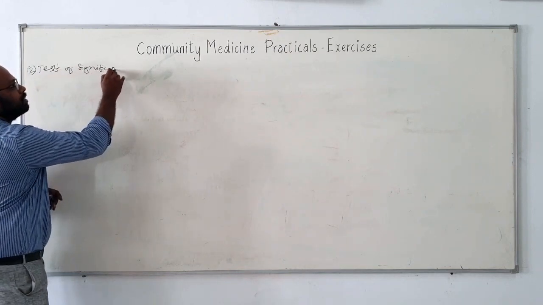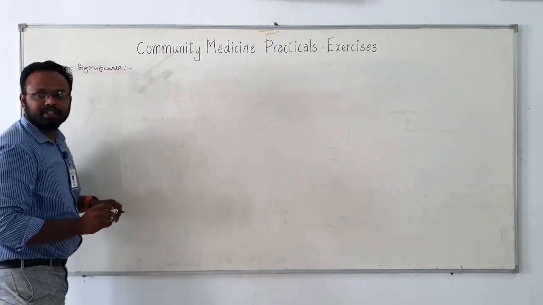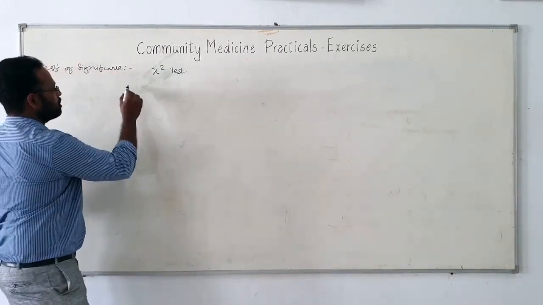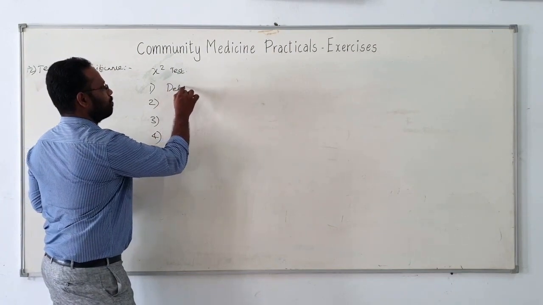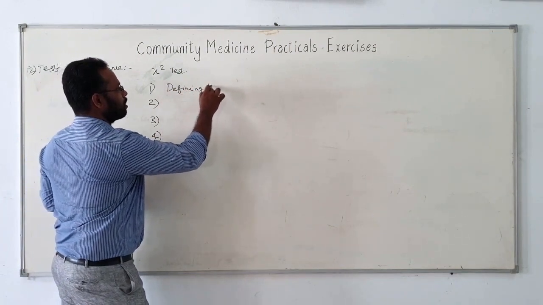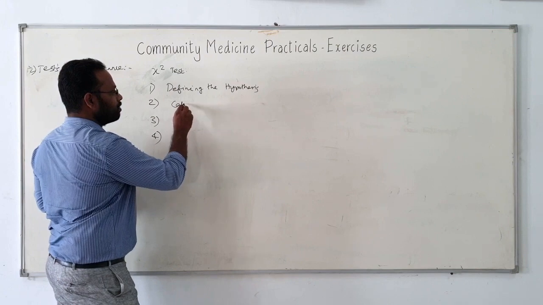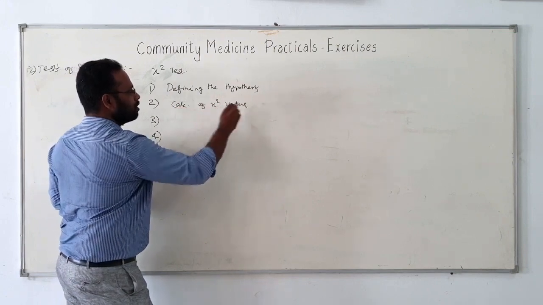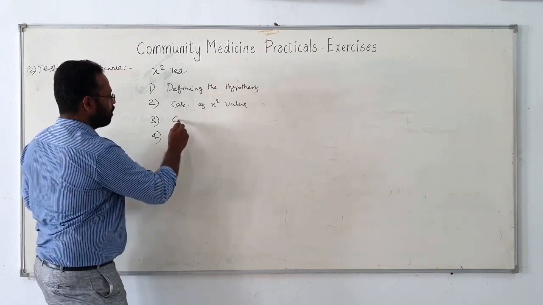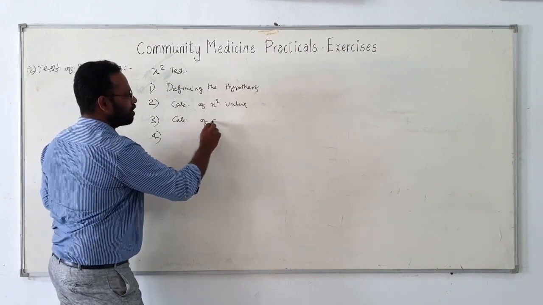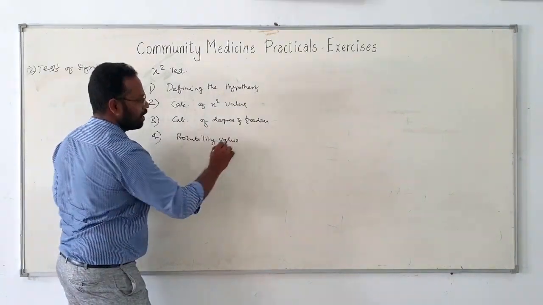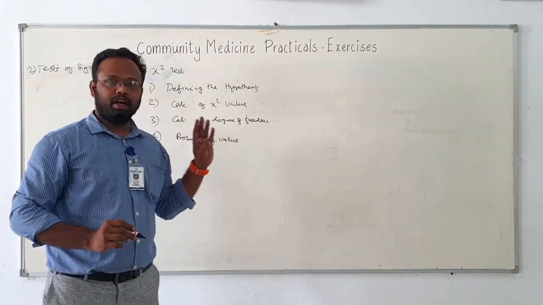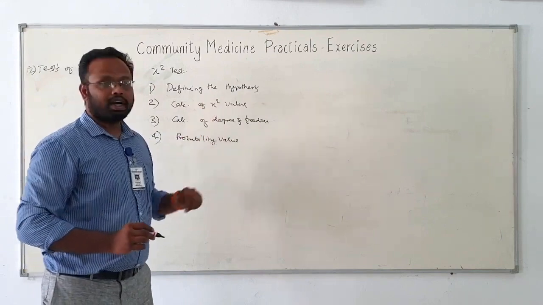Test of significance. The commonly used test of significance is the chi-square test. So we have 4 steps in this: defining the hypothesis, second is calculation of chi-square value, third is calculation of degree of freedom, fourth is finding the probability values. So we have these 4 important steps in the calculation of chi-square test.